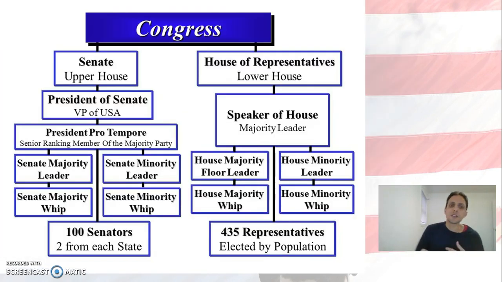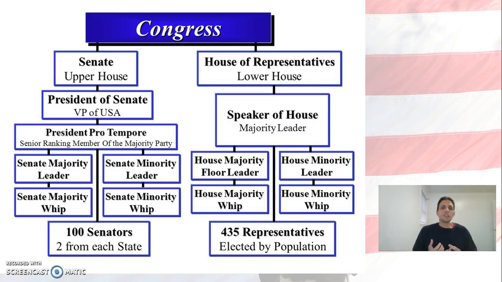So when you look at this, I'm going to go through each position pretty quickly, just to give you an idea of what each position does. So first, let's take a look at the Senate side. The head of the Senate is supposed to be the Vice President of the United States. That's what the Constitution basically says.